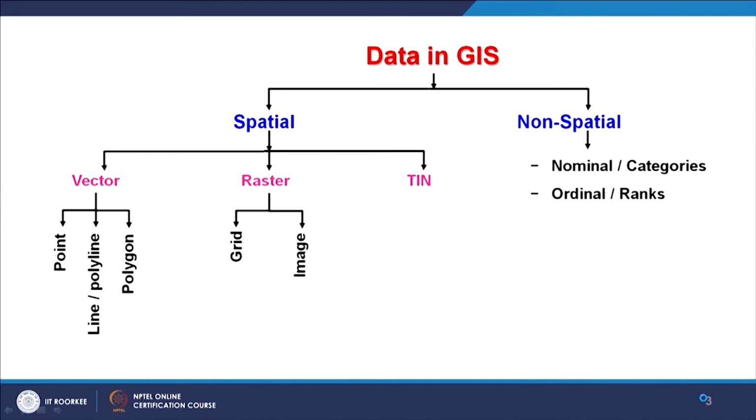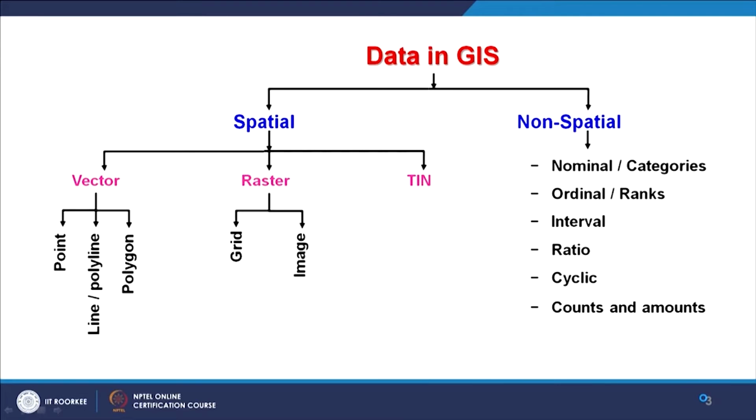Now, under the non-spatial category we have various types of non-spatial data. One is the nominal or category data, then ordinal or ranks data. We will have a separate discussion on this part also. Then interval data, ratio data and cyclic data, and the last one is counts and amounts. So, these six types of non-spatial data have so far been implemented in GIS.